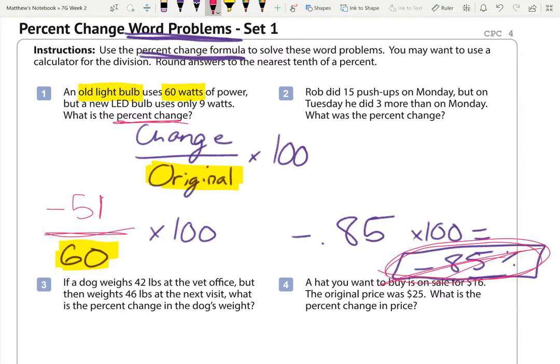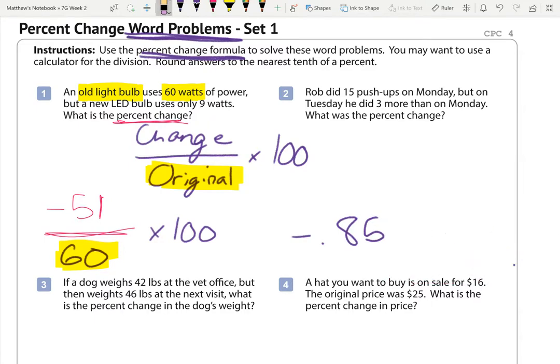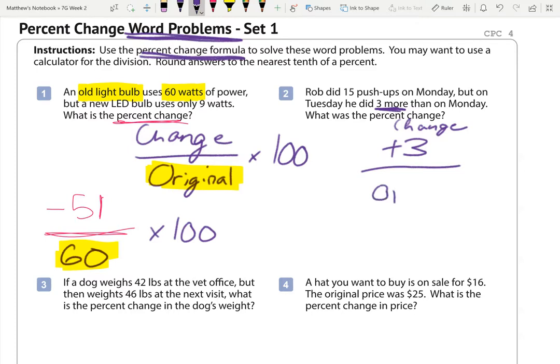So here it says Rob did 15 push-ups on Monday, but on Tuesday he did 3 more than Monday. Okay, well that's really cool. Our change is right there for us. It tells us that our change is 3 more. So we can go ahead and write positive 3 on top for our change. And then below that, we're going to need to write our original, and our original was 15 here. So I'm going to put it 3 over 15.